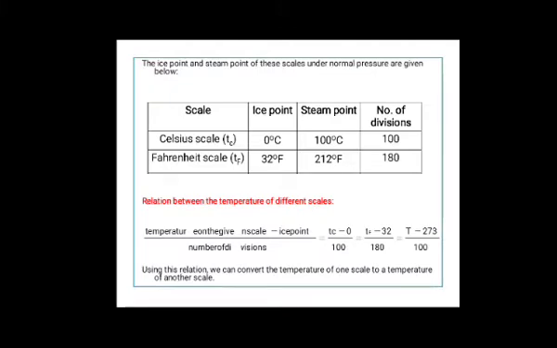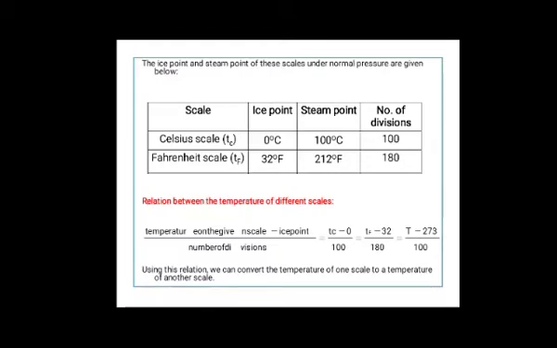Now let us see the relation between these three scales. Means we can convert degree Celsius to Fahrenheit or Fahrenheit to degree Celsius, or it can be converted into Kelvin. How to convert? There is a formula. That is, temperature on given scale minus ice point divided by number of divisions. Means what? Temperature on given scale. Say you are taking Celsius scale. Then temperature on that scale, let us represent it as Tc. Okay, then minus ice point you have to take.